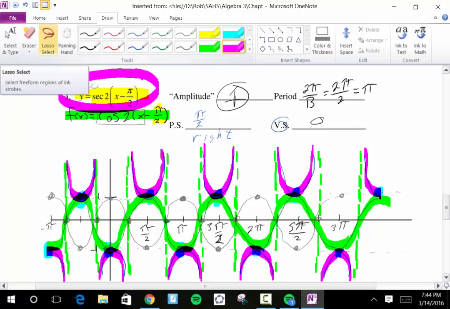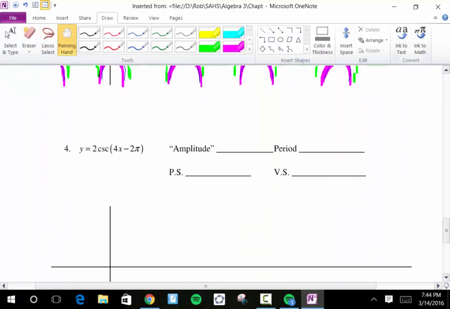Hopefully that's helpful. On the next problem, again, I'm going to show you how to graph 2, which is an amplitude, cosecant of 4 minus 2x. Notice this 4 right here has yet to be factored out. You need to do that to figure out the phase shift. Okay, you need to figure out the phase shift. So that will be in the next video.